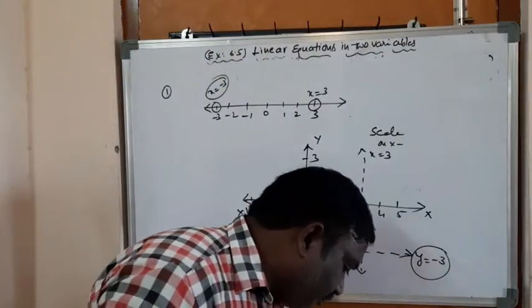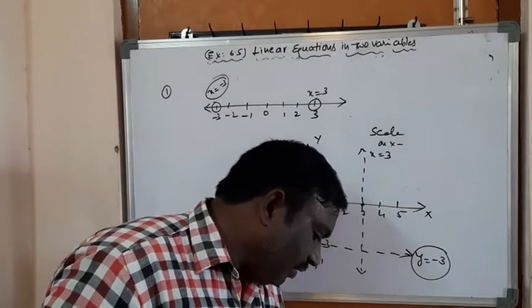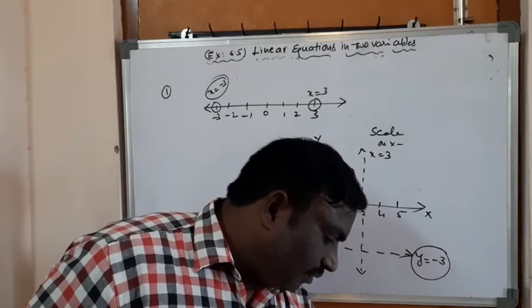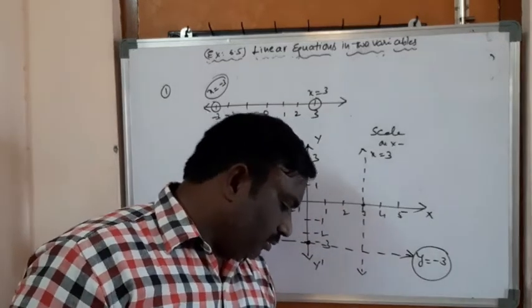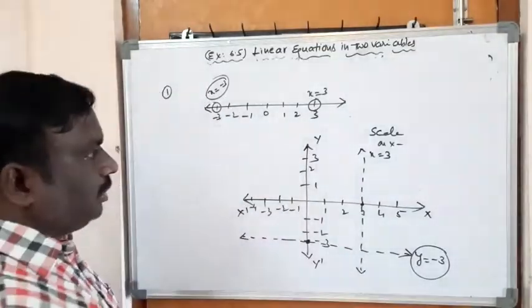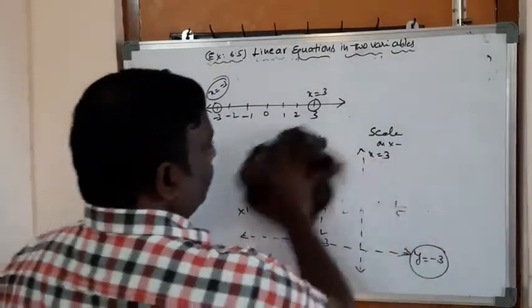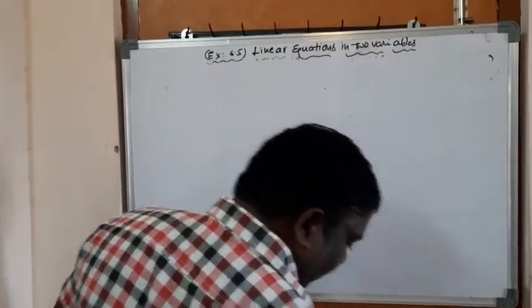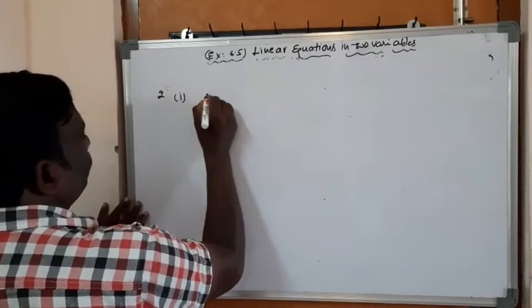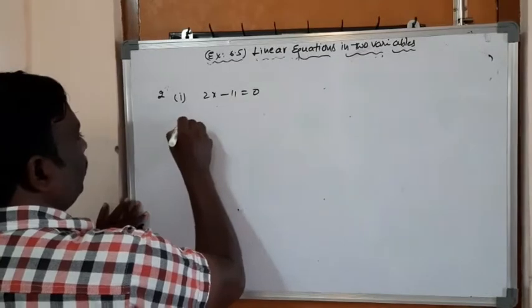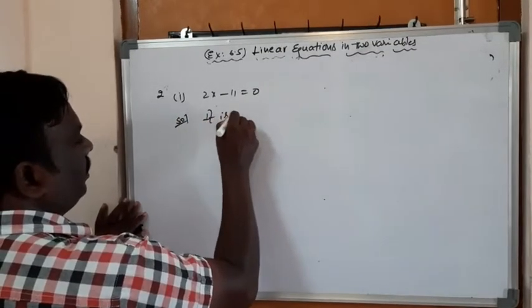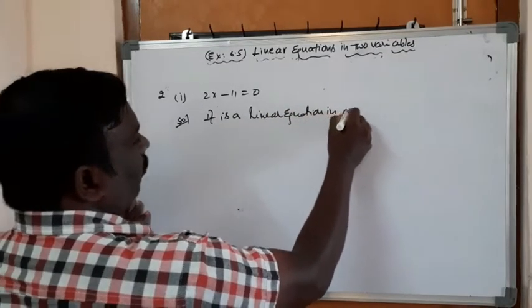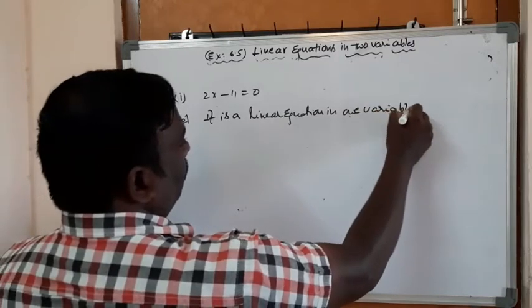The second question: graphical representation of 2x minus 11 equal to 0. Is it an equation in 1 variable or 2 variables? It is a linear equation in 1 variable. A linear equation in 2 variables, how can you show that? For the second question, I will only tell you the one word answer. What is the question? 2x minus 11 equal to 0. It is a linear equation, just write that it is a linear equation in one variable. The variable equal to what?